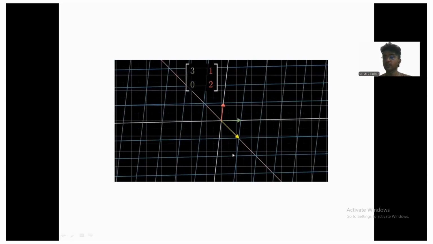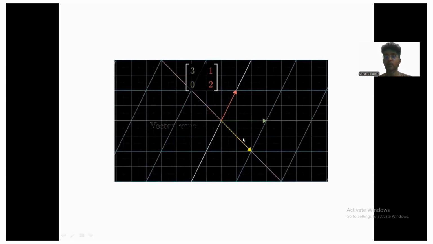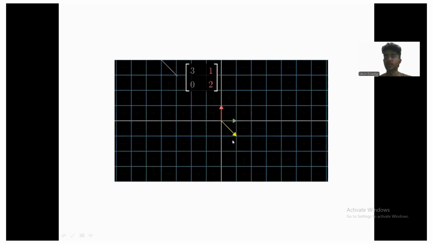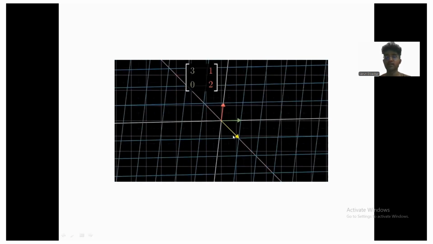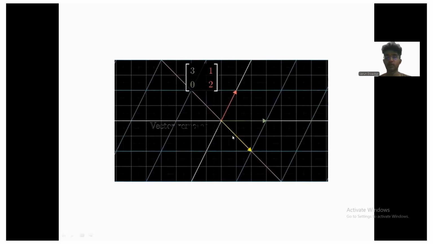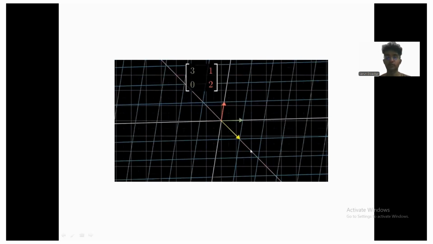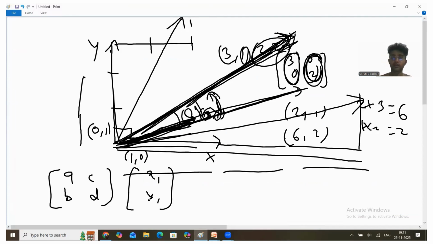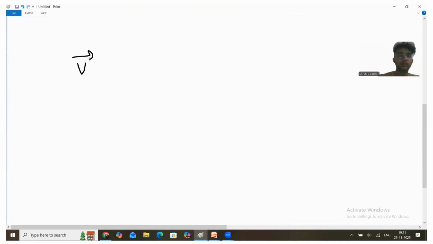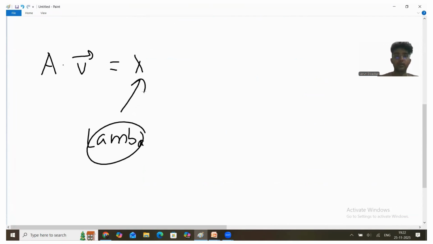So if this sort of scenario happens, where the vector stretches or compresses on the same line instead of changing its direction, then such a vector is called an eigenvector, and the amount by which it stretches is called the eigenvalue. So coming back, say a vector v, after applying a matrix transformation A, results only in stretching of the vector. Let's say the value by which it stretches is lambda, the Greek letter lambda.